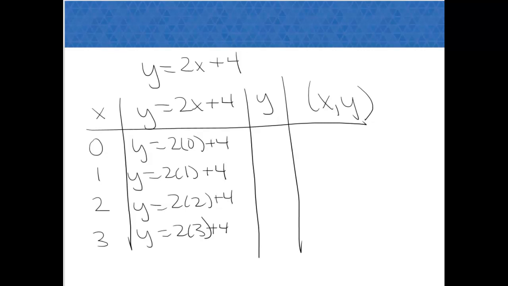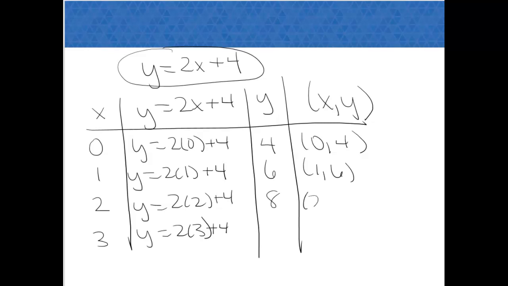Two times 0 is 0. 0 plus 4 is 4. So this ordered pair is 0, 4, and that would be on this line. So if we're making a table of values, that's how we would do it. So now I plugged in 1. 2 times 1 is 2, plus 4 is 6. So the ordered pair is 1, 6. 2 times 2 is 4, plus 4 is 8. So 2, 8. 2 times 3 is 6, plus 4 is 10. So I found 4 ordered pairs making a table for this line.